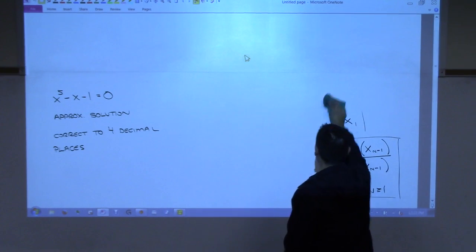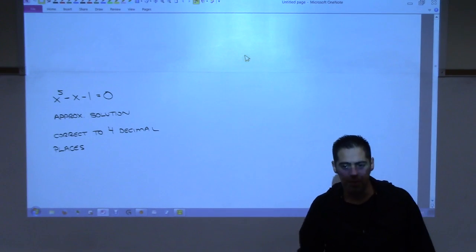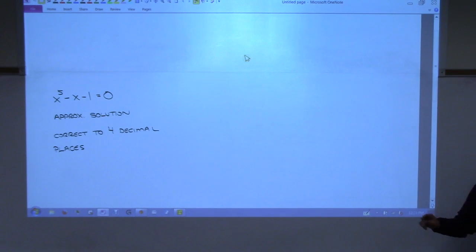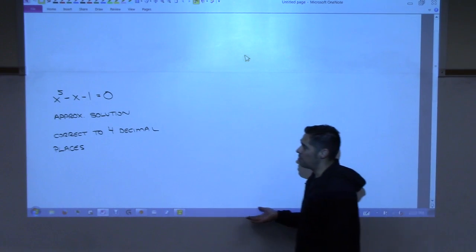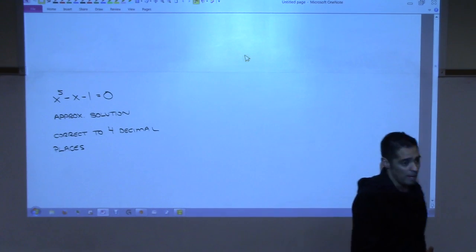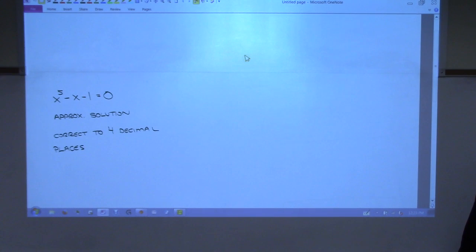x to the 5th minus x minus 1. Nobody in here is going to be able to give me that solution with any algebraic method they have. It's not happening. So like even in a college algebra class, as good as our methods are, we don't have any algebraic methods of solving this. All right? Not going to happen.